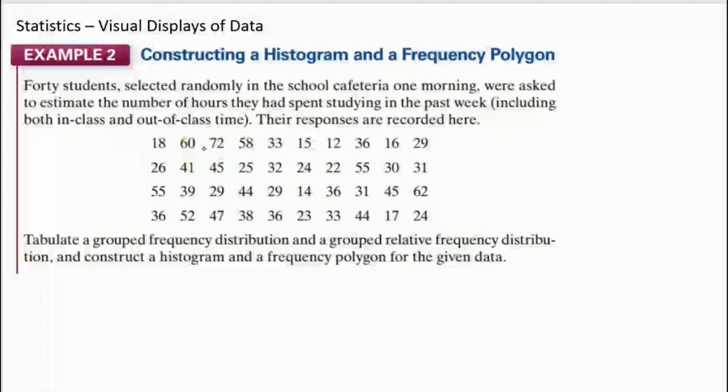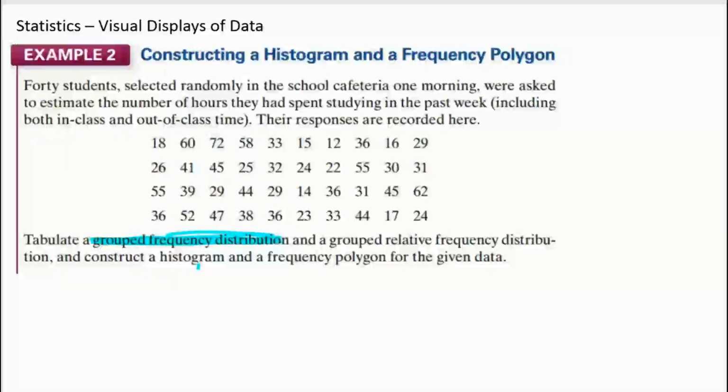It says tabulate a grouped frequency distribution. So again, notice grouped frequency is going to have classes. Anytime you're asked to do a grouped frequency distribution, you're going to have to divide this up into classes. Look at all this information. We don't want to count 18 and figure out how many 18s show up, and then 60 and figure out how many 60s show up. We want to group these things together. After we do this, we're going to construct a histogram and a frequency polygon to represent the data.